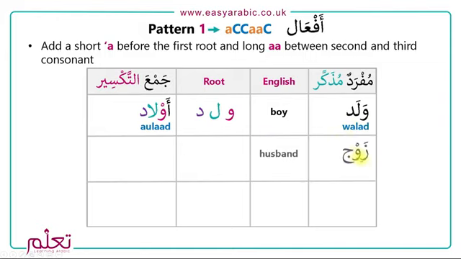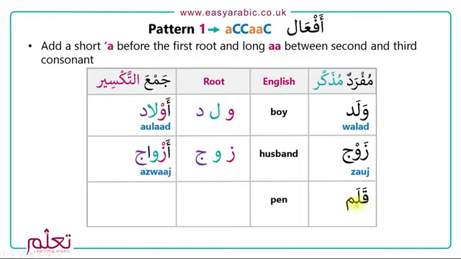Okay, next one is zawj, which is husband. So we know there's only three letters, zay, waw, and jim. Same thing again. We're going to start with an alif, and then add in the same as above. So here we've got azwaj. So a, c, c, a, azwaj. Okay, I hope this is making sense.